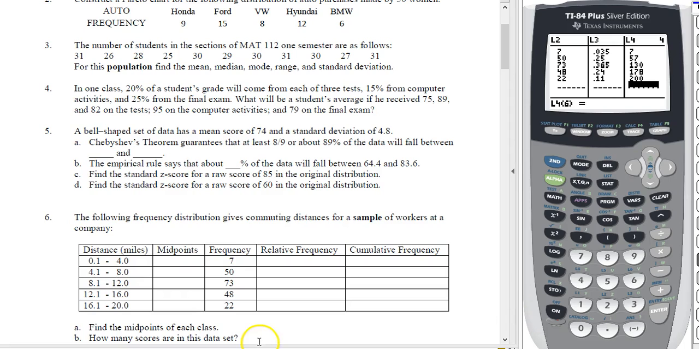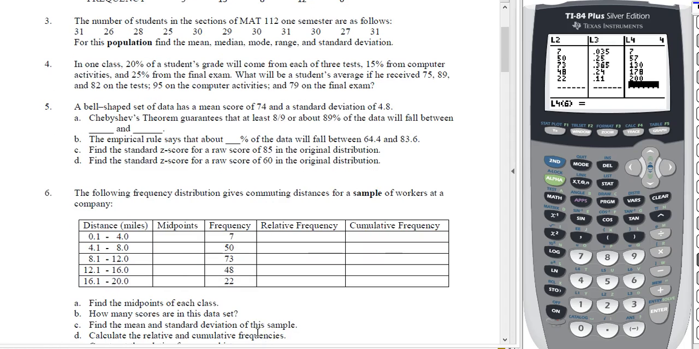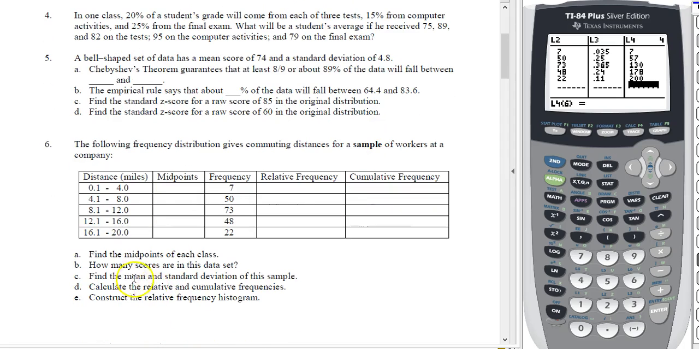All right, part B of this asks how many scores, so that's the 200. And then part C asks for the mean and standard deviation of this sample. We've got the relative cumulative frequencies, and you can look at the answer key for the relative frequency histogram. To get the mean and standard deviation, here is where you need to use the midpoints as representatives of the data, because we don't know what the actual data is. We just know how many of them are in each class. So we use the midpoints as representatives.